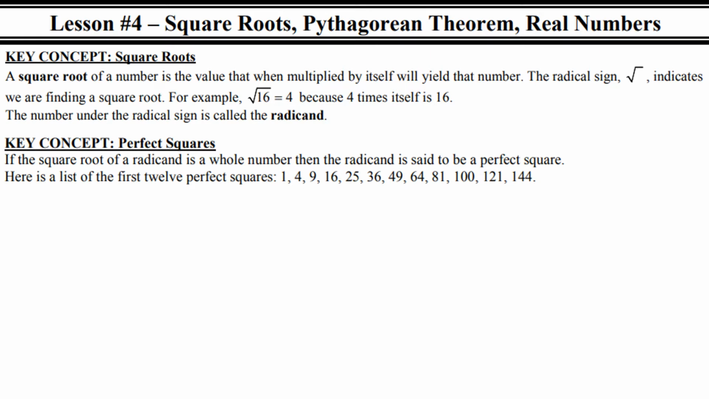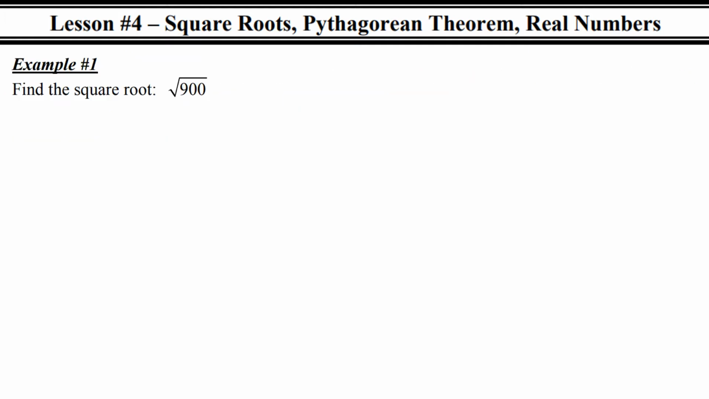The next key concept deals with perfect squares. If the square root of a radicand is a whole number, then the radicand is said to be a perfect square. Here is a list of the first 12 perfect squares. That brings us to our first example.